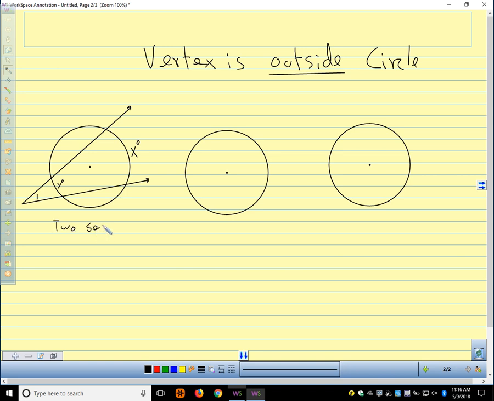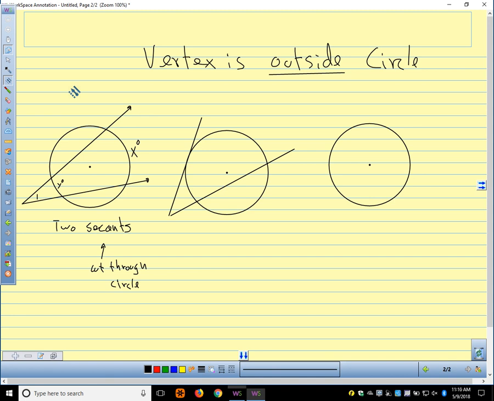So we have two secants. Secants are just lines that cut all the way through the circle. We could have a secant and a tangent and have our vertex outside the circle. I'm going to call that arc x degrees, this arc y degrees, and this angle 1. So we have a secant plus a tangent. So that gives us a possibility for the vertex outside the circle.